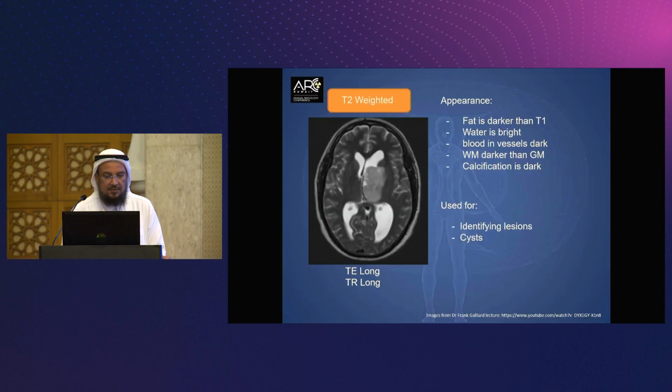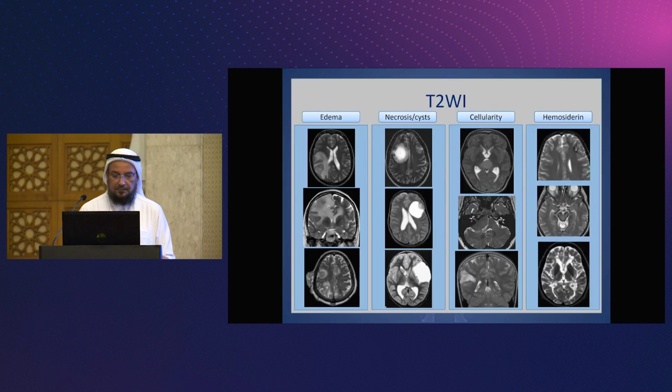T2 weighted images, fat is darker than T1. Water is always bright, except blood, we will mention that. Blood in the vessel is dark. White matter is darker than gray matter. Calcification, again, is dark. As I said, there's no protons, so there's no signal. It is used for identifying lesions and cysts.